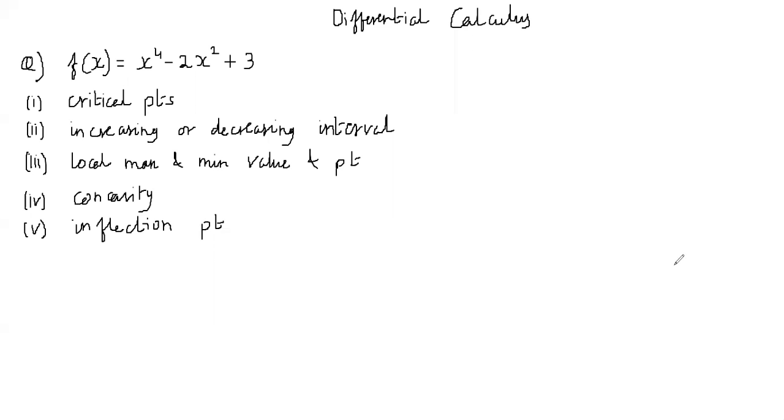Hi everyone, today let's see one of the important sums in differential calculus. The question given is f of x is equal to x to the power of 4 minus 2x square plus 3. What we have to find out is the critical points, increasing or decreasing intervals, local maxima and minimum value and its points, concavity and inflection point. So let's start with finding the critical point.